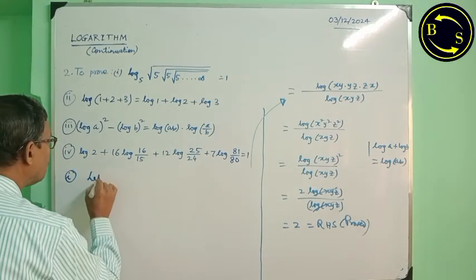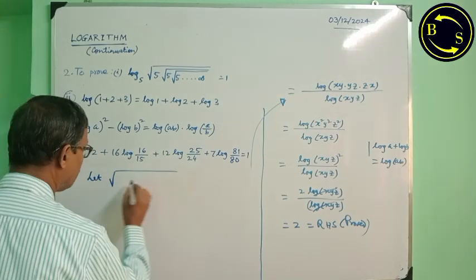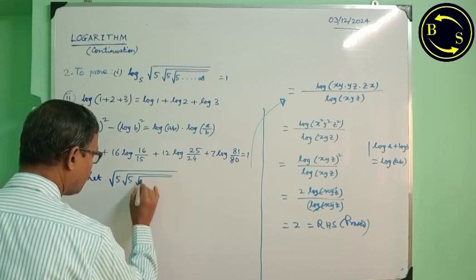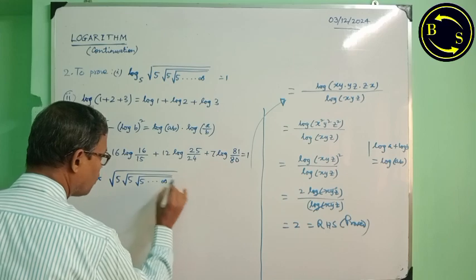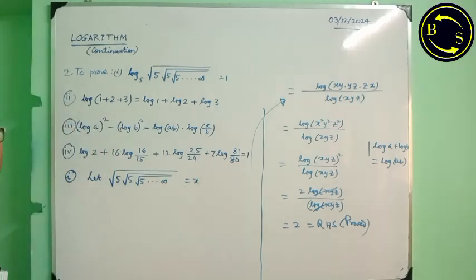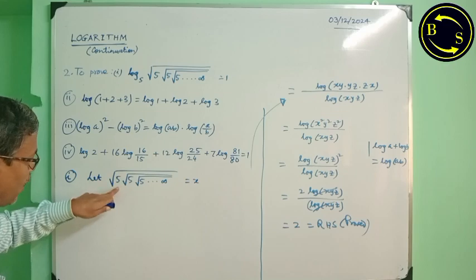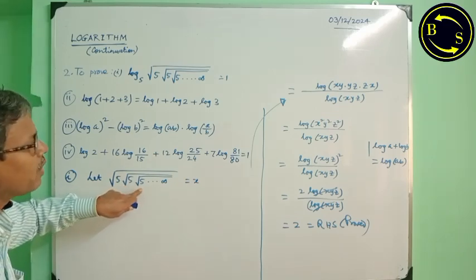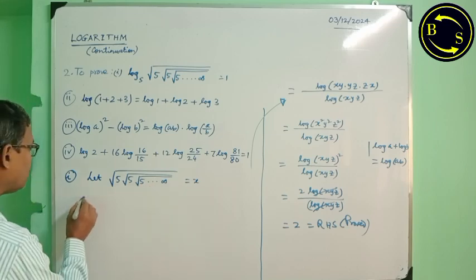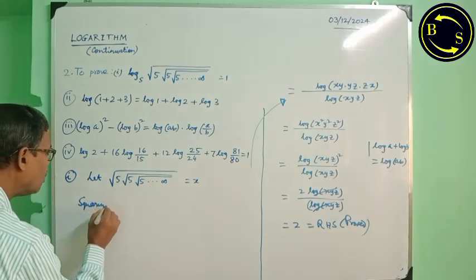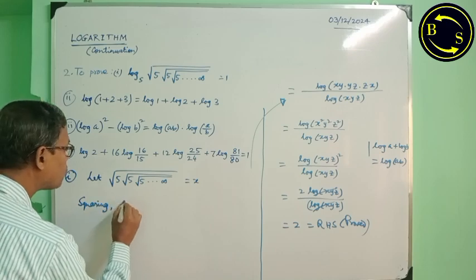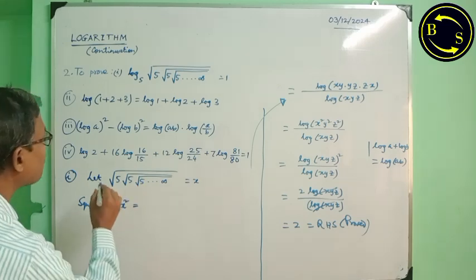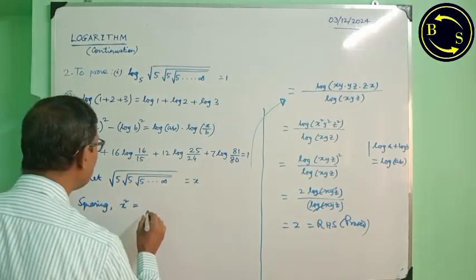Let us calculate the value of root over 5 into square root of 5, again square root of 5, to infinity. Squaring, x square equal to 1 square root sign, that is the outermost 1 will be removed.